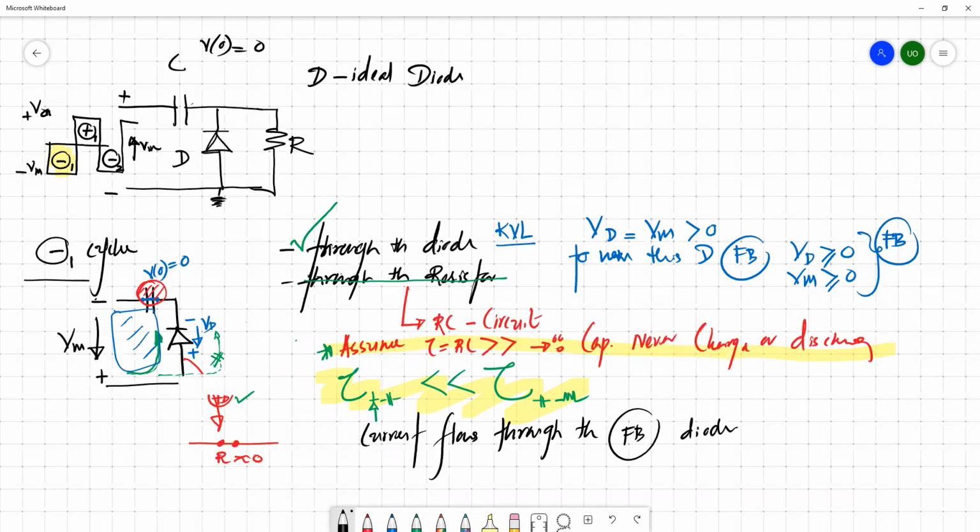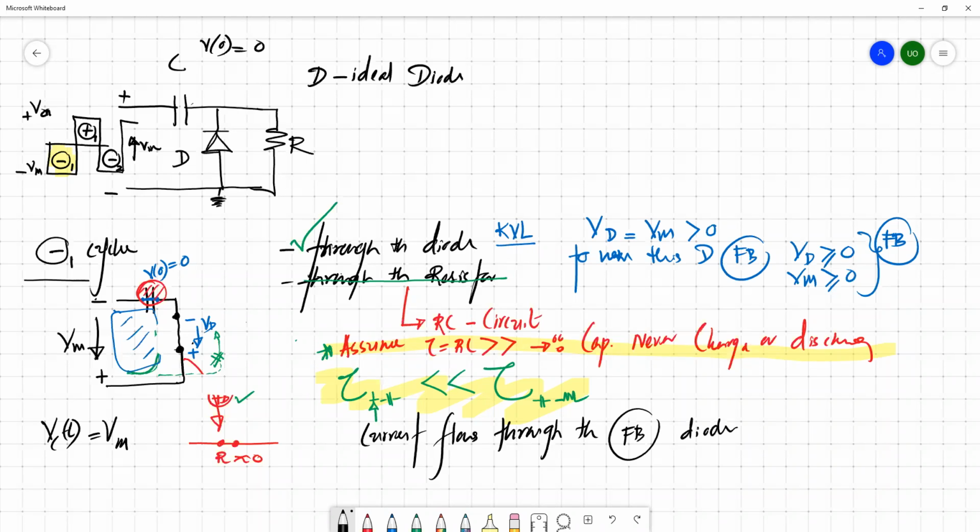Whatever the behavior is, it basically depends on this diode and the capacitor. We know that this diode is forward biased, and we can simply replace this diode with a kind of short circuit element. Then what happens to the capacitor? The capacitor is basically charged to Vm. So this capacitor, we see, is basically charged to Vm.